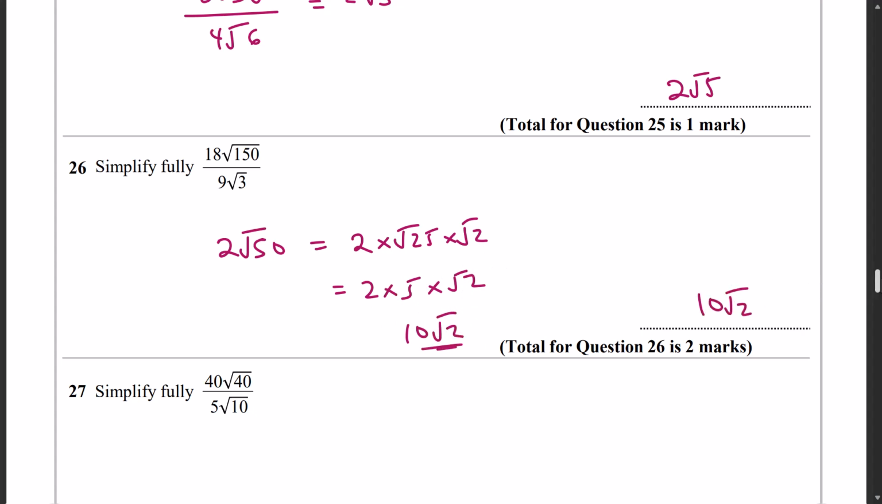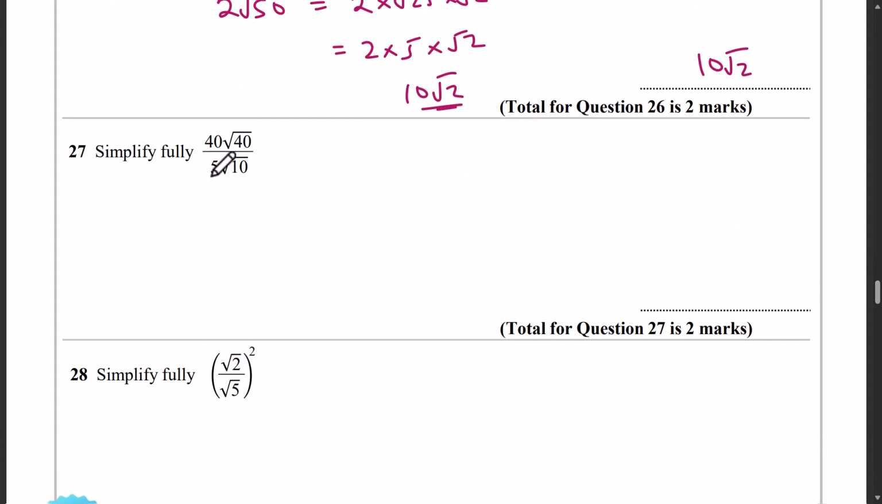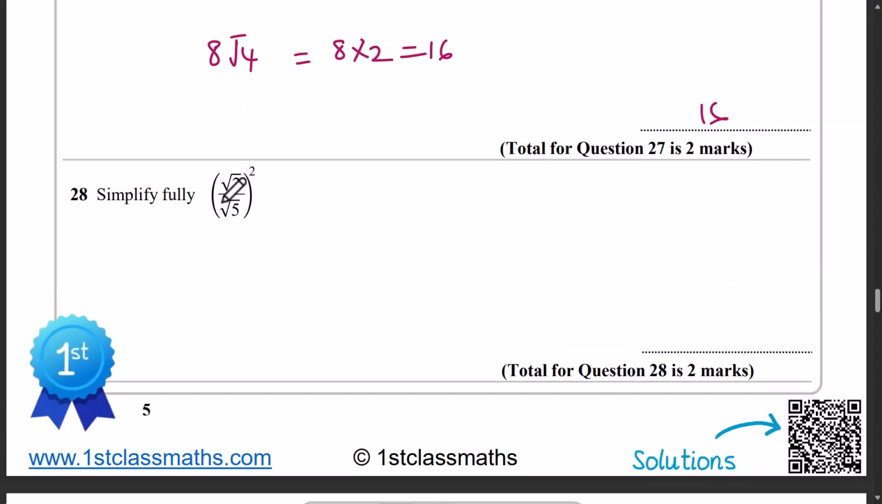And then for this, again the same, divide 40 by 5, that's 8, and 10 by 10 is 1, and you can simplify with 4 because root 4 is 2, so 8 times 2 makes 16. And then for this question, you have root 2 over root 5, multiplied by itself again. So if you multiply root 2 and root 2, that's 2, and root 5 times root 5 is 5. So the answer is 2 over 5.